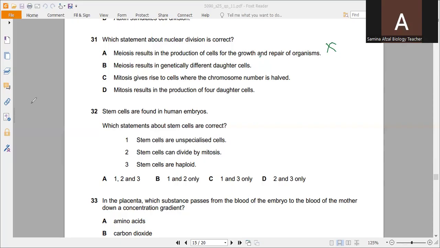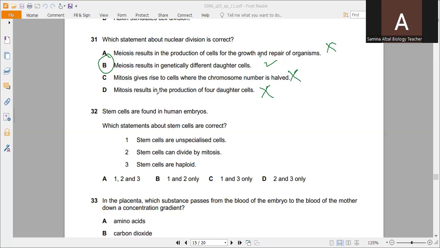Meiosis results in genetically different daughter cells. Yes, because the variations will be there: during prophase 1 of meiosis, they exchange their parts. Mitosis gives rise to cells where the chromosome number is halved? Meiosis is reductional division. Mitosis results in the production of 4 daughter cells? Meiosis produces 4 daughter cells. So B is the correct option.